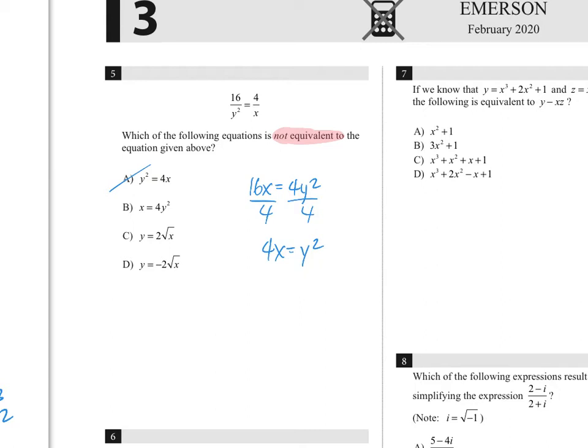Second one, we're looking for x by itself. All right, we can do that. If we divide by 4 on both sides, oh, this is problematic. x is equal to y squared over 4, and that's saying x is equal to 4 times y squared. So that one is our correct answer. We don't have to go any further than that.